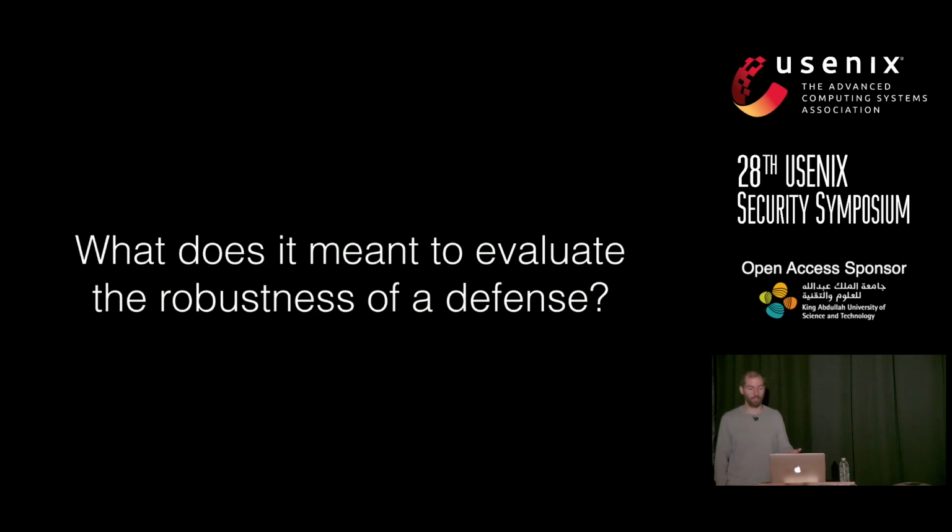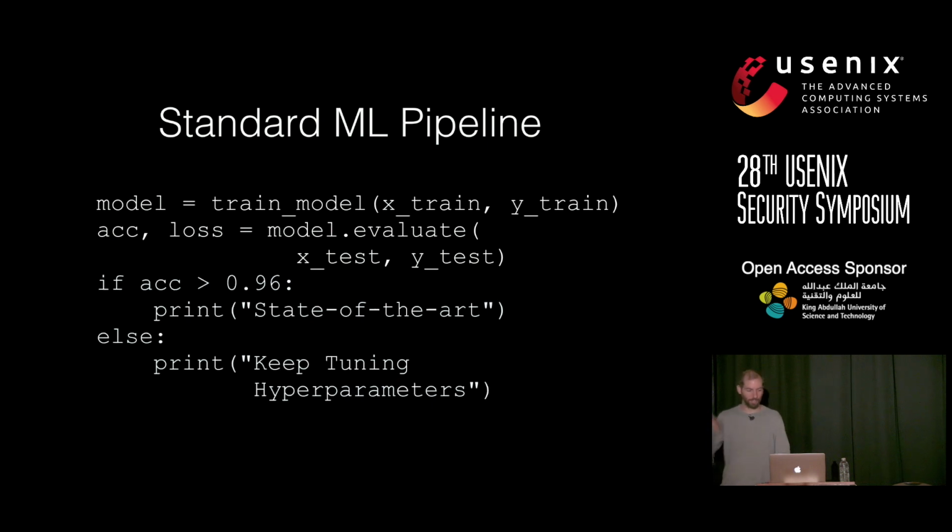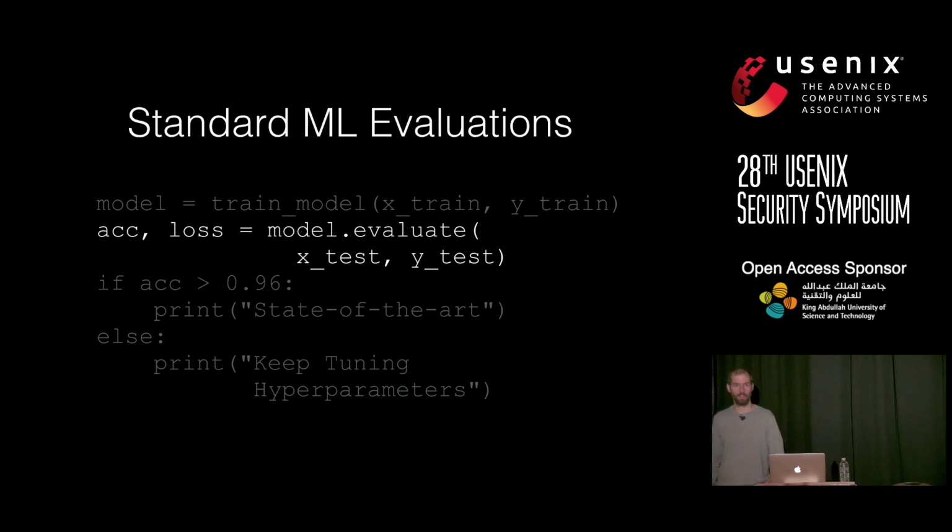So I guess the basic question here is, what does it mean to evaluate the robustness? And what we're trying to do is figure out how accurate our classifiers are. In standard machine learning, this is very easy. You take your model, you train the model on the training data, you compute some kind of evaluation function to get the accuracy, and then if it's good enough, then you say you're state of the art, and if it's not good enough, then tune hyperparameters more until it's good enough. And this is a standard thing that is done in all of machine learning. So the question is, what changes on the adversarial example evaluations? And in particular, the only thing that changes is this line, the evaluation function.